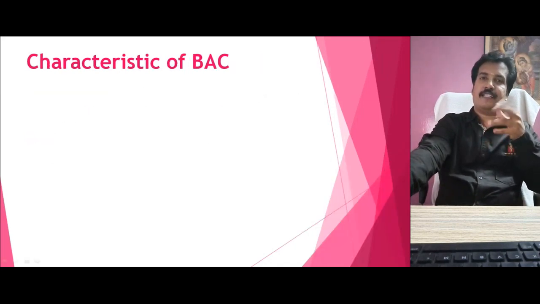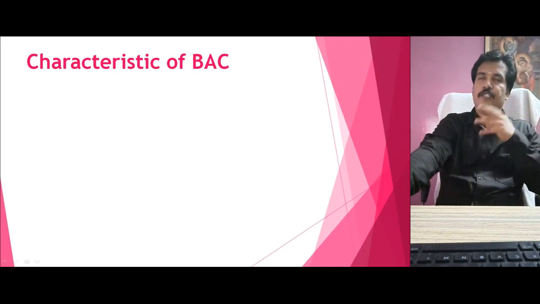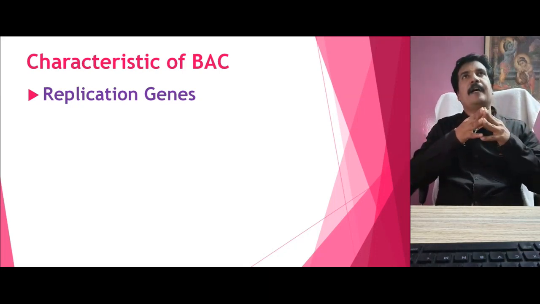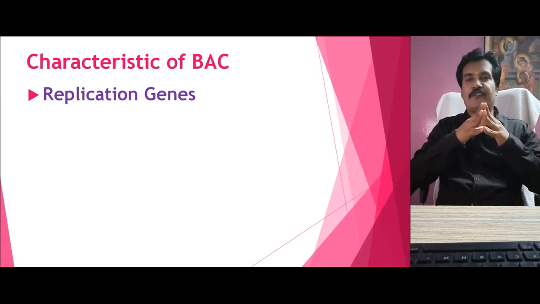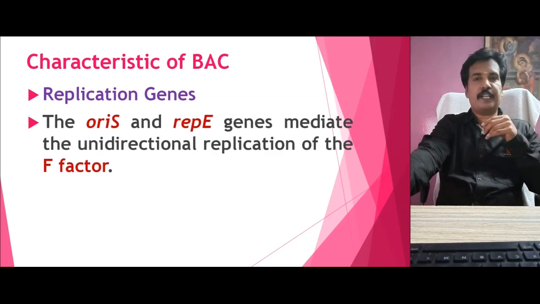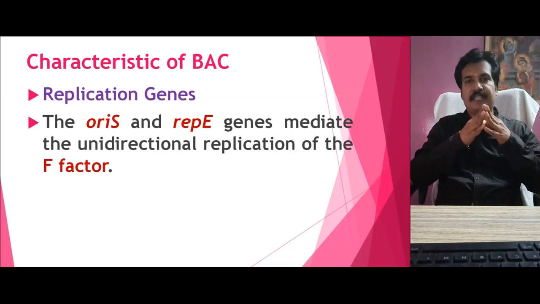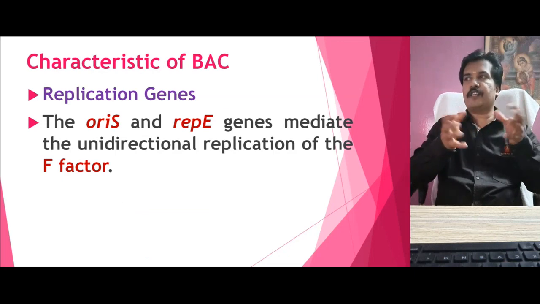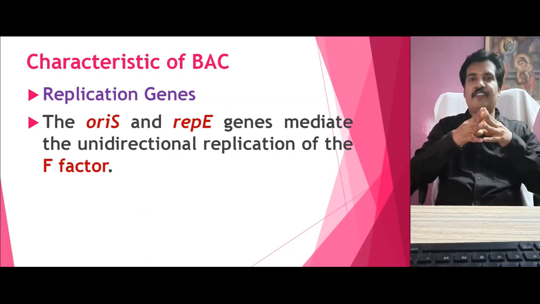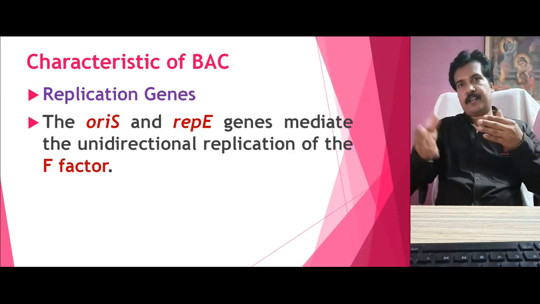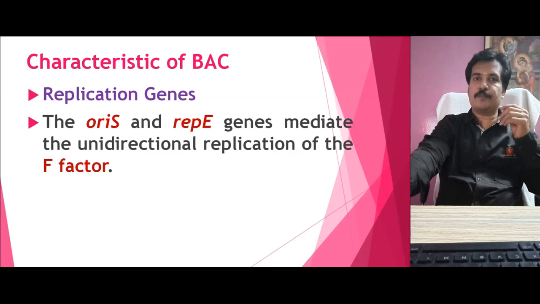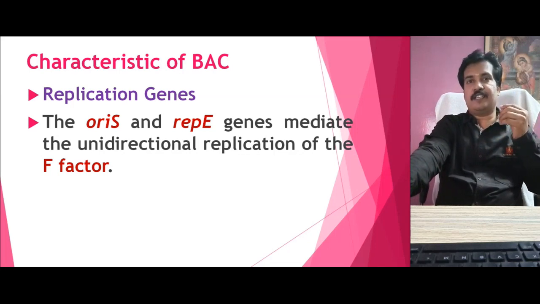So let us consider the characteristics of a bacterial artificial chromosome. We will start one by one. While we were discussing the characteristics of a vector, it should carry an origin of replication. If you see, BACs carry replication genes, especially the oriS and the repE gene. These are the two genes you can see from the figure. These two genes are generally needed for the unidirectional replication of this F factor, this fertility factor. So this fertility factor can transfer from one generation to another generation. So the oriS and the repE gene are the two genes responsible for the replication of this artificial chromosome.